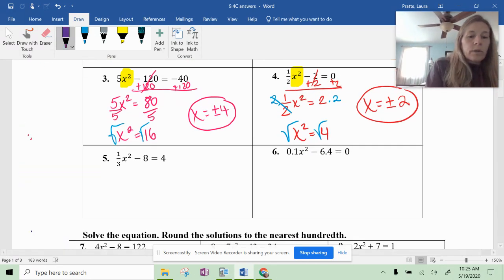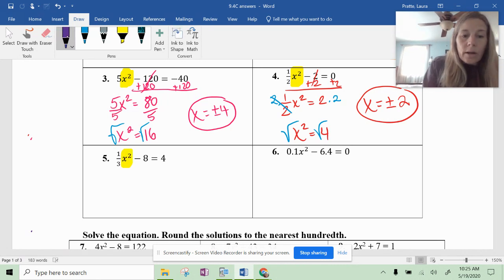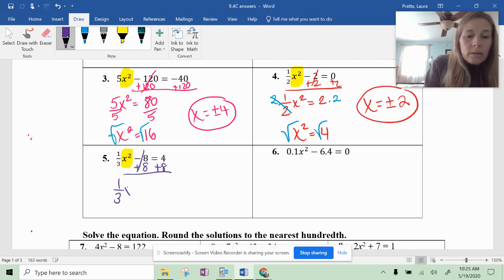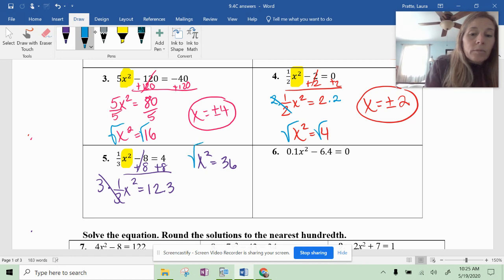Going to the next one. Okay, so next one, again, we only have the one variable, just the x squared, so I'm going to go ahead and get it by itself. I'm going to move my 8 over by adding 8 to both sides. That would give me 1/3 x squared equals 12. Then I'm going to multiply both sides by the 3, so I have x squared equals 36. And then I'm going to square root both of those to get my two solutions, which are positive and -7.